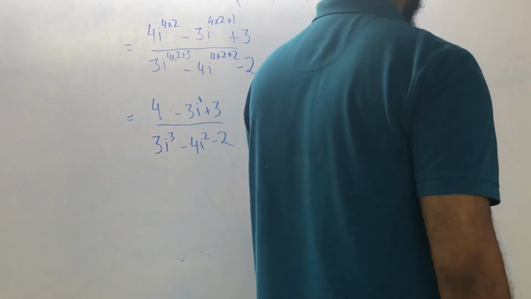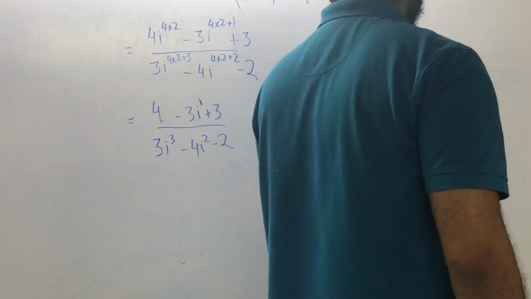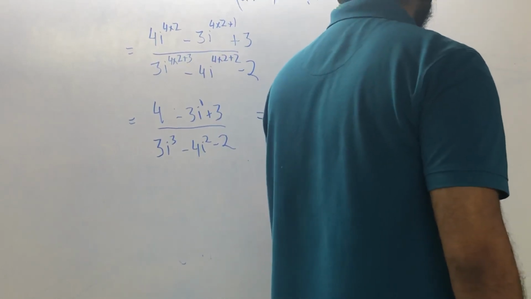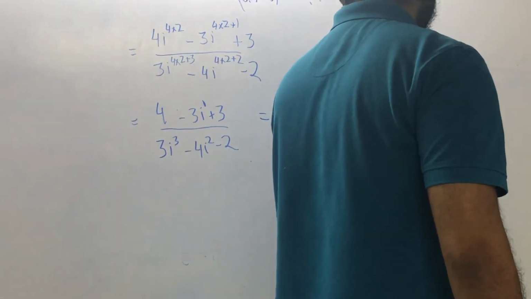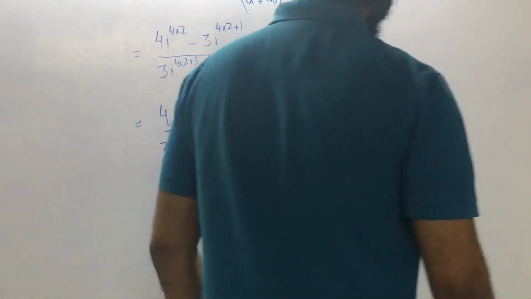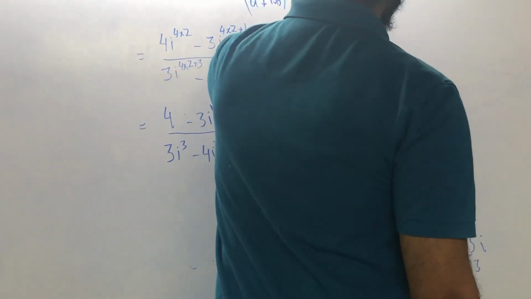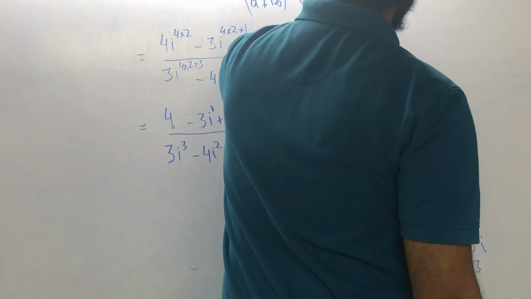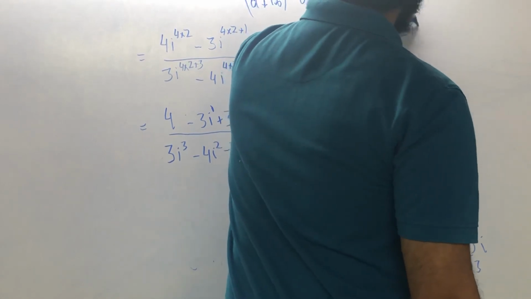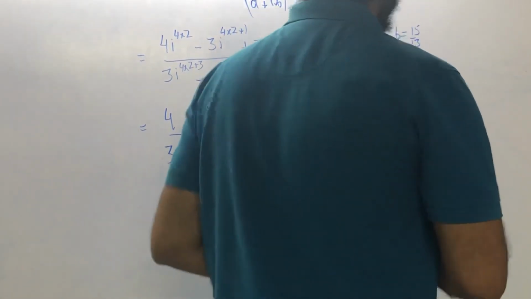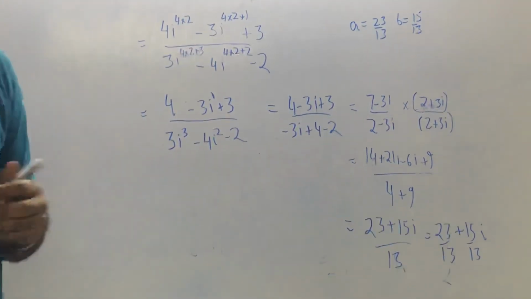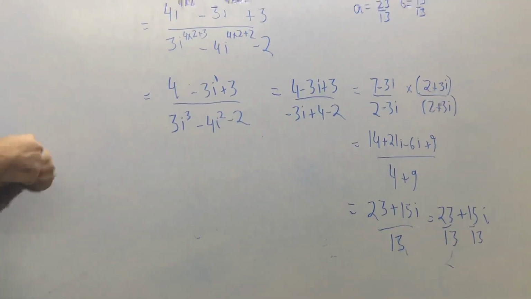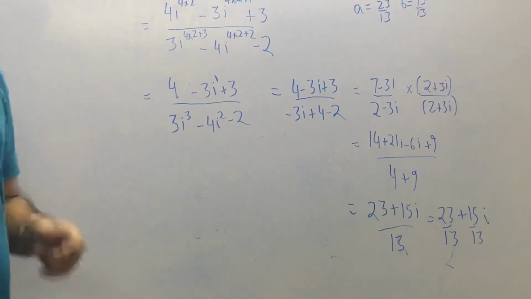So this will be 23 upon 13 plus 15 upon 13 i. So A will be 23 by 13 and B will be 15 by 13. Okay, so I think we have done enough questions of this type. We will continue in the next class.